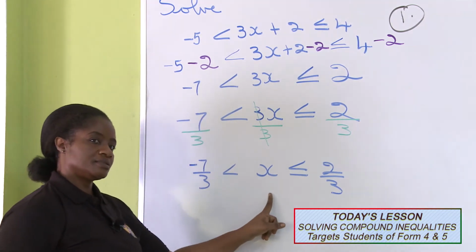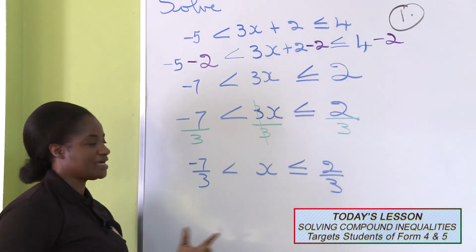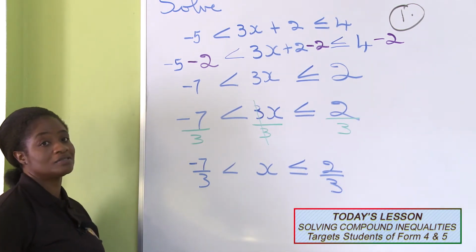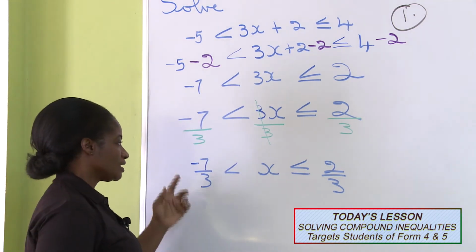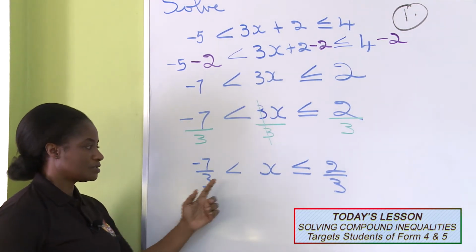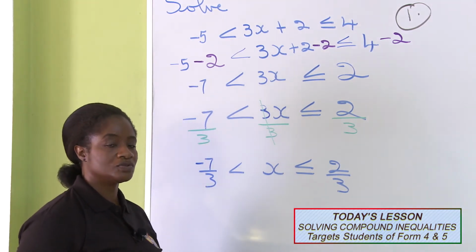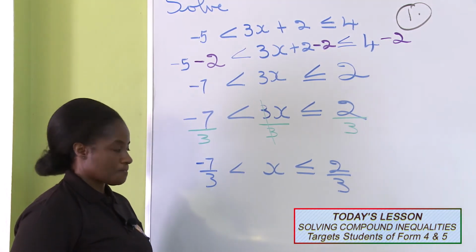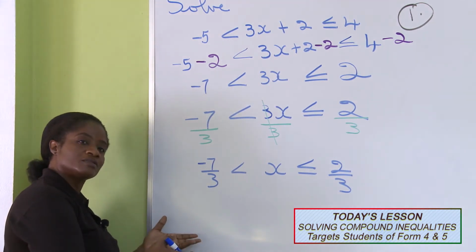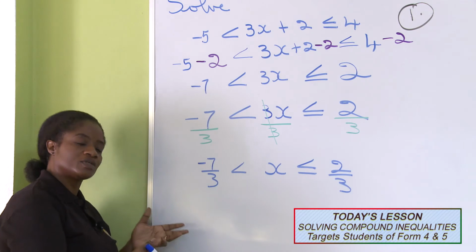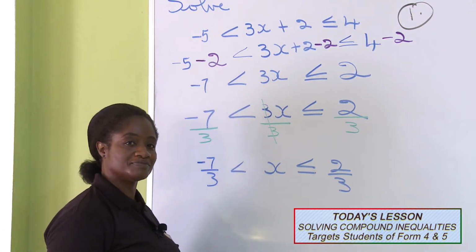We have isolated x. And so this is our result. We have solved the compound inequality for x. So it reads, negative 7 on 3 is less than x, is less than or equal to 2/3. If you want to take up the challenge, you could actually transform this to your number line, as would have been taught to you in one of my previous videos.